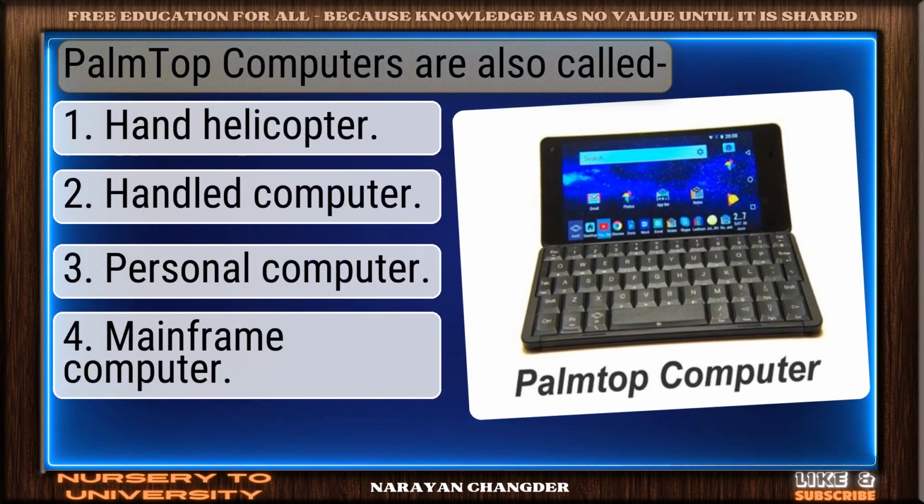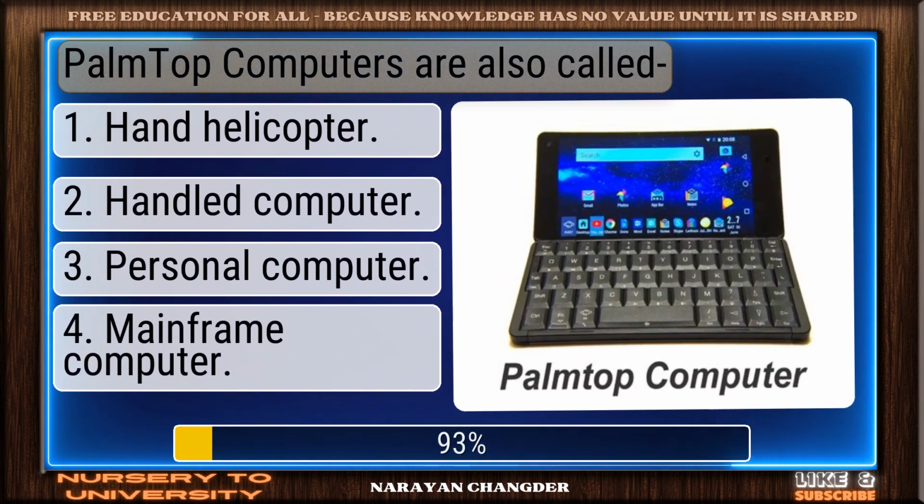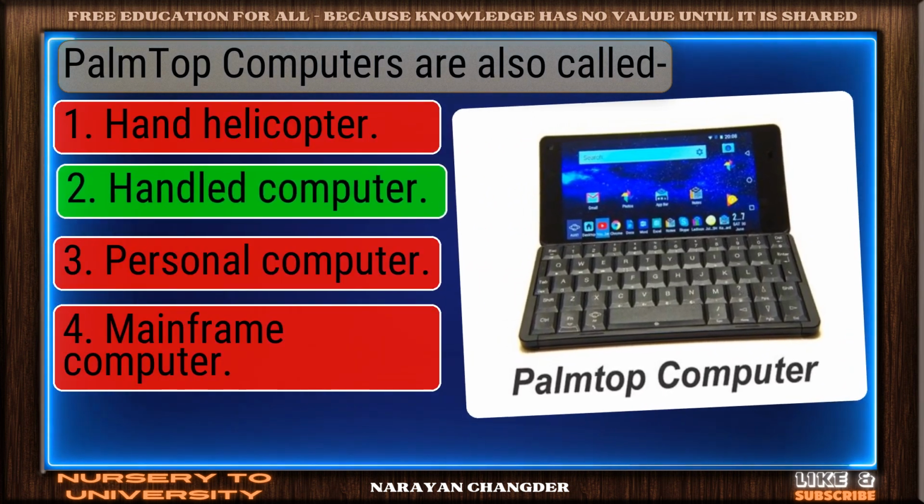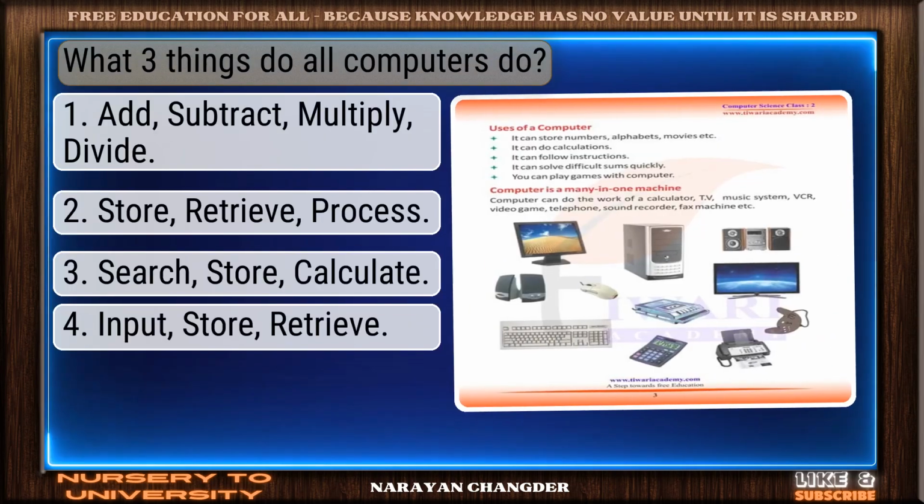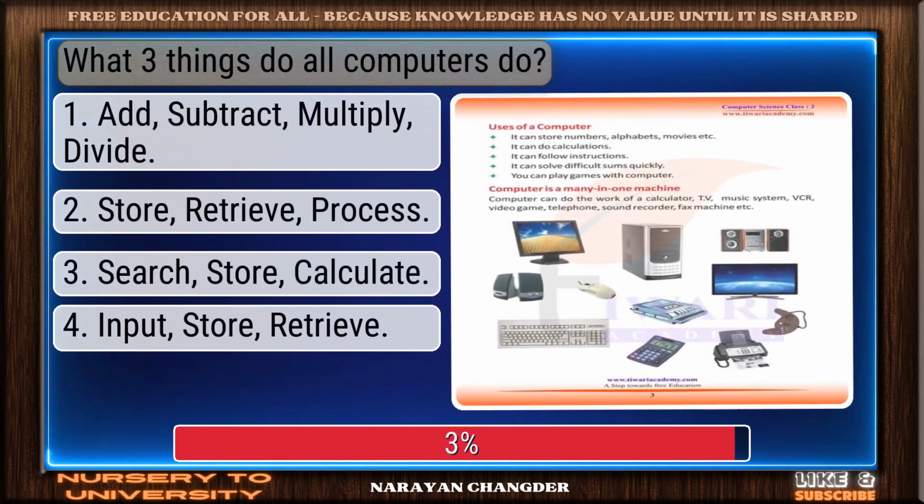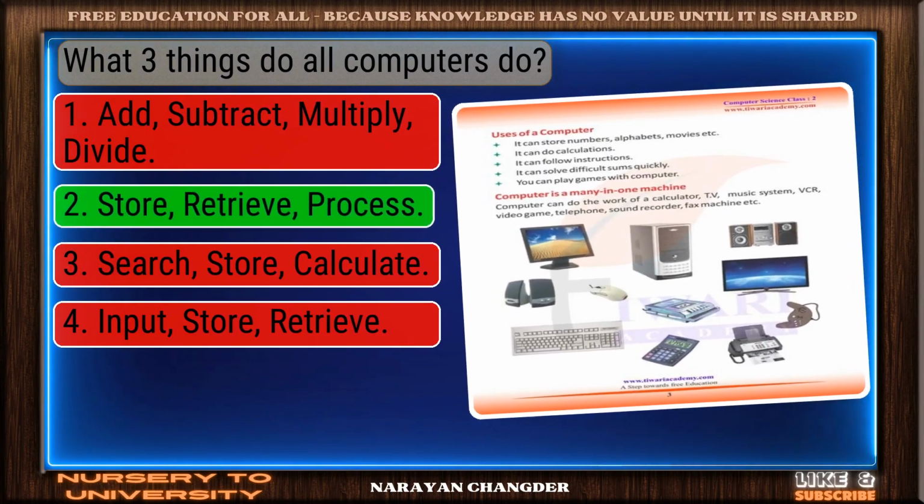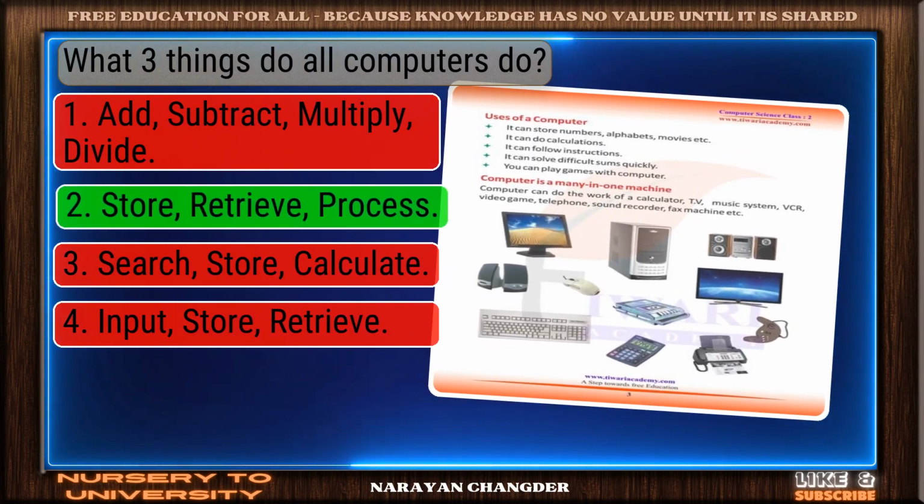Question number 61. Palm-top computers are also called. Smart move. Handheld computer is an accurate answer. Question number 62. What three things do all computers do? Valid point. Store, retrieve, process is true.